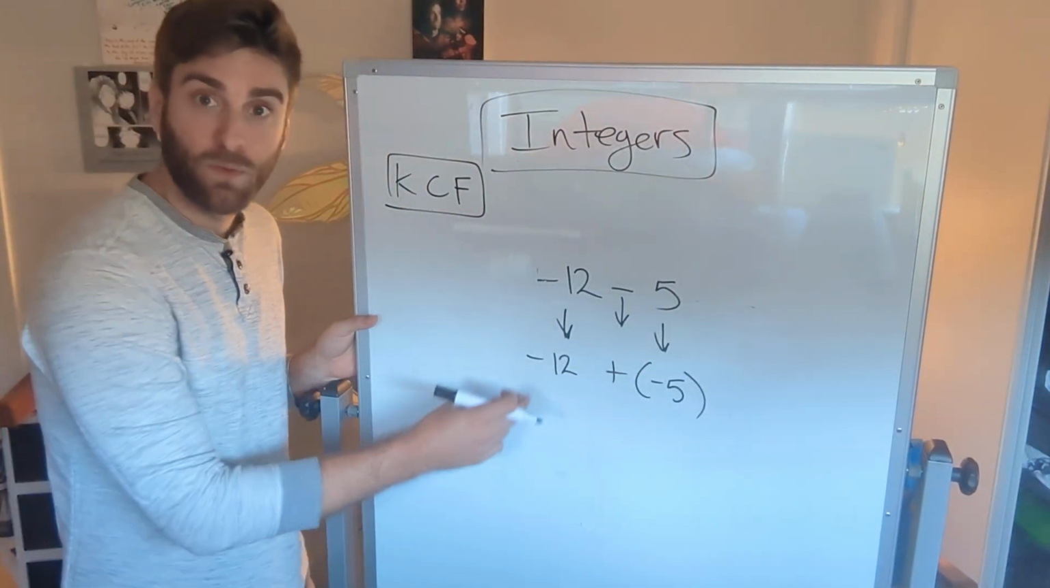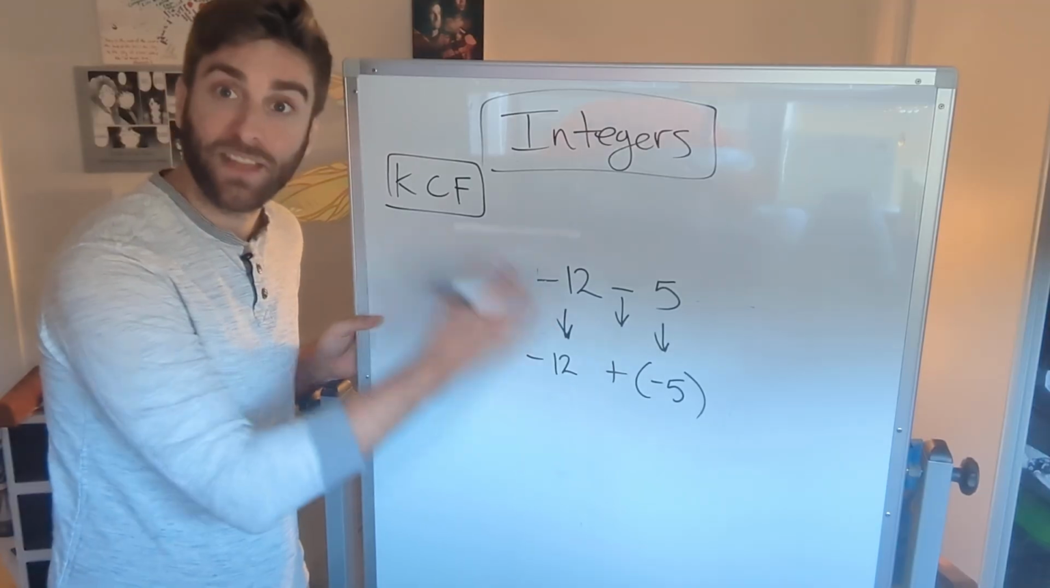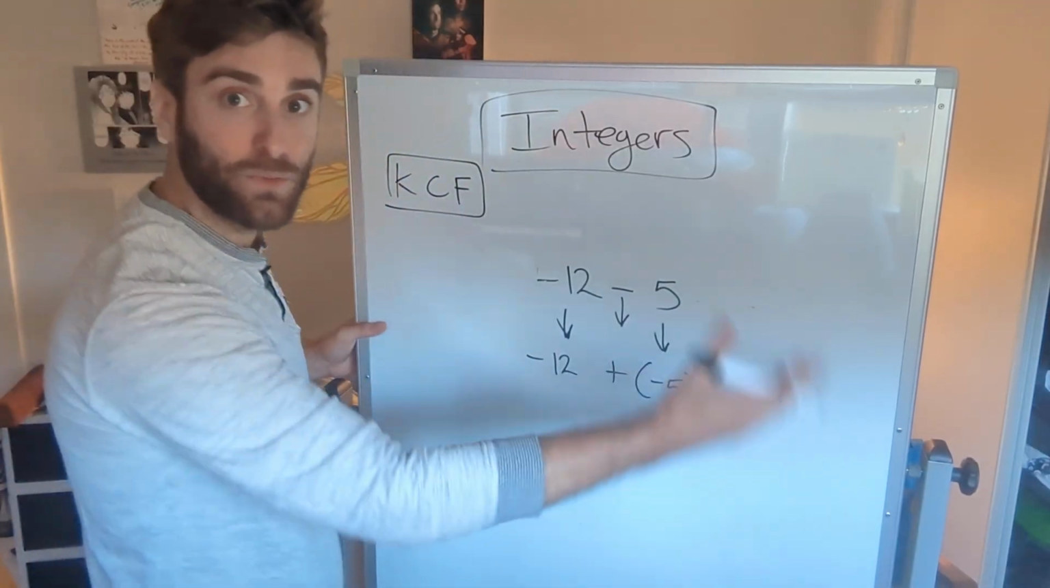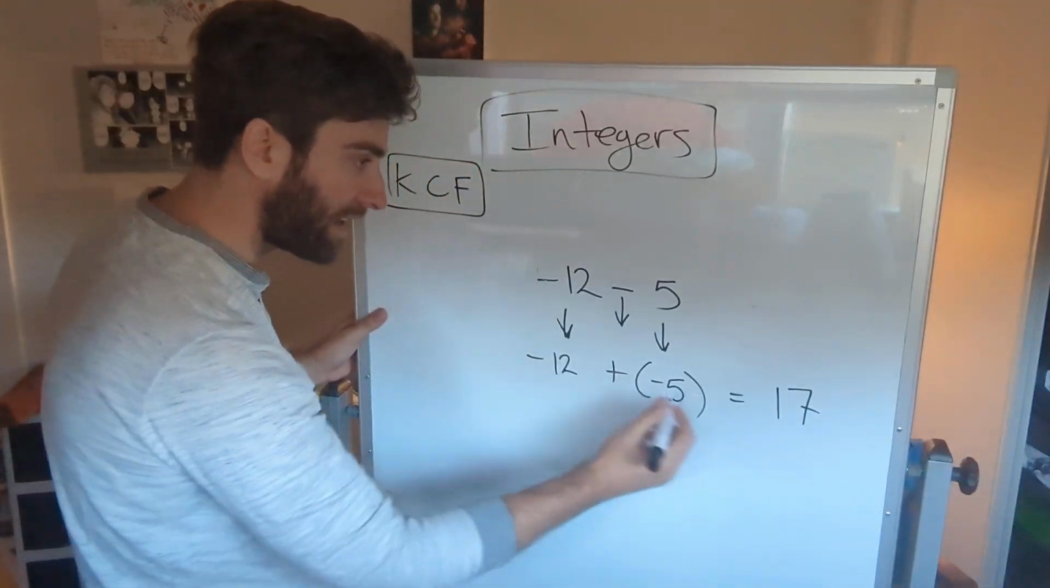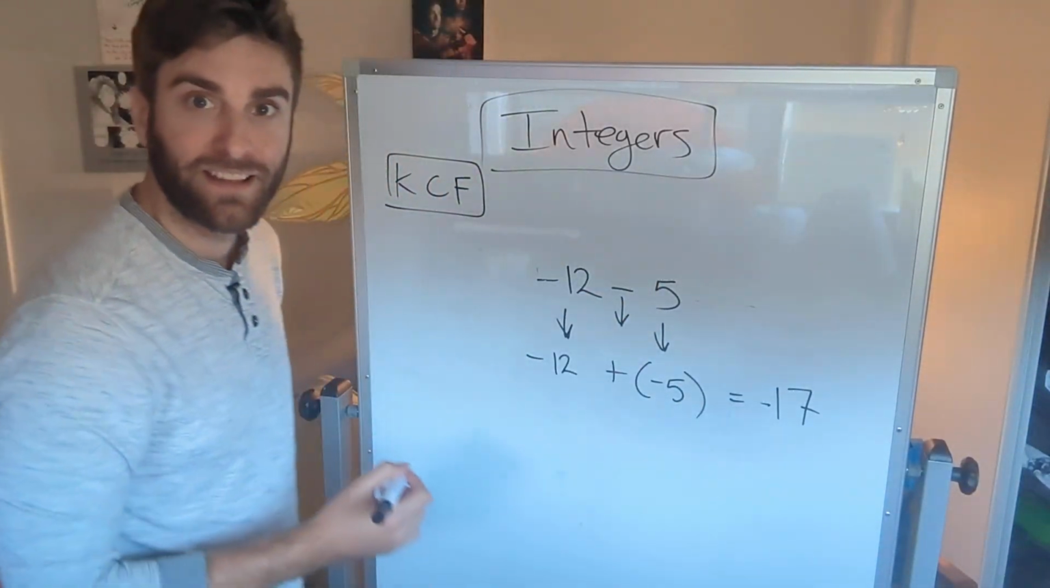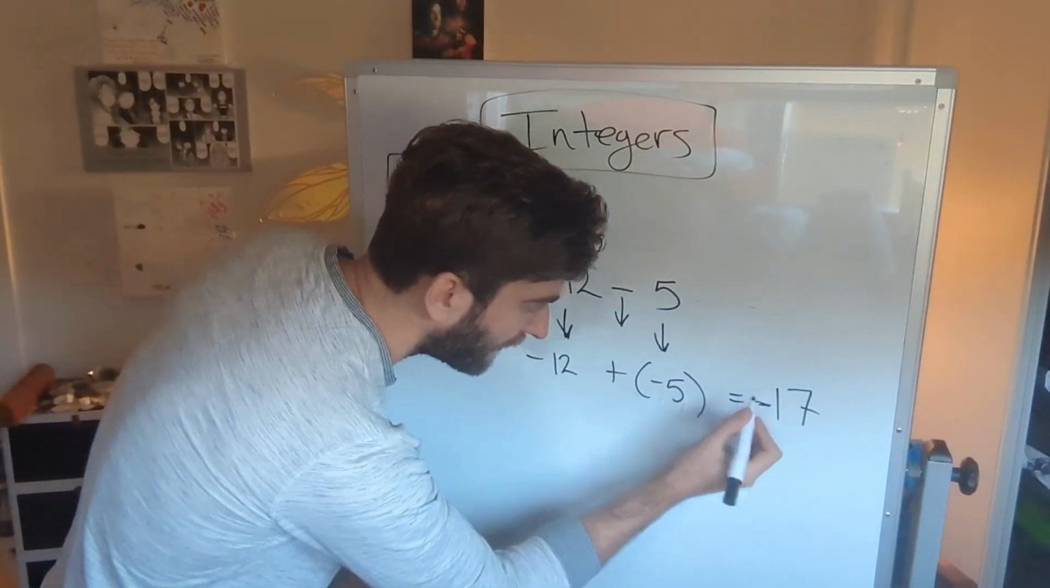Same thing. We've got two numbers now that we're adding. They have the same sign. We add them together. That makes 17. They're both negative, so we make it negative 17. I'll make that a little bit more clear.